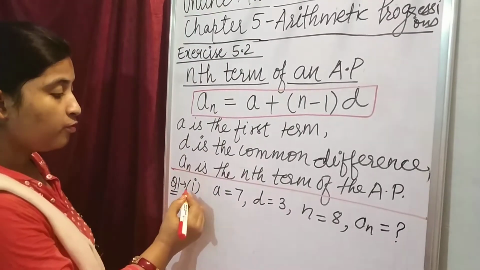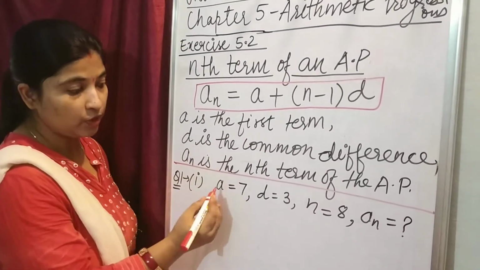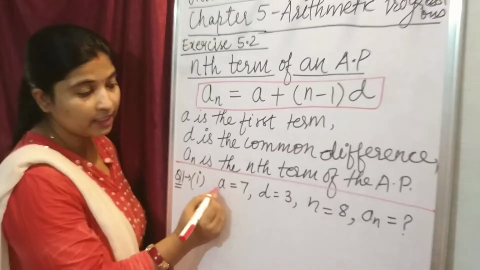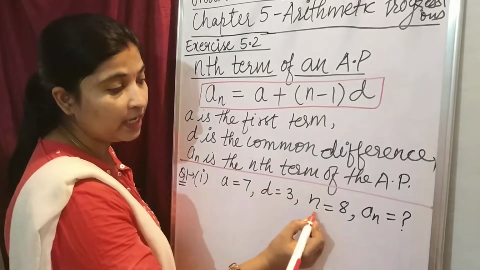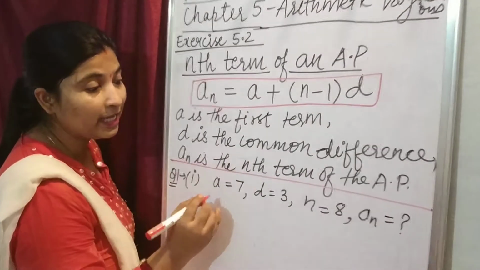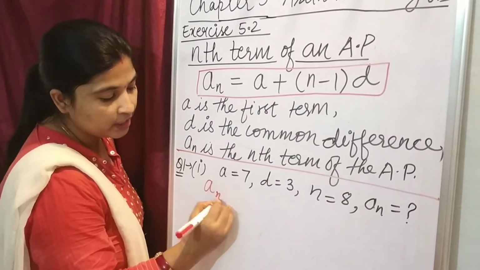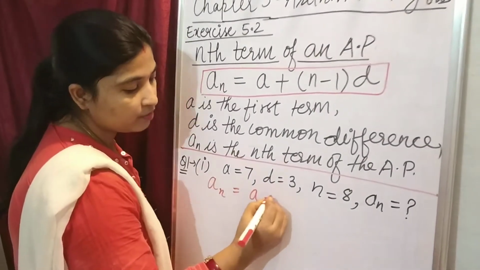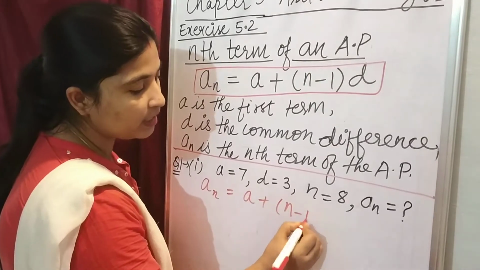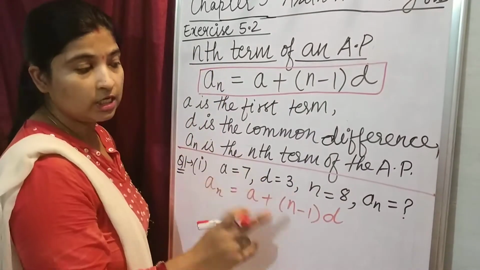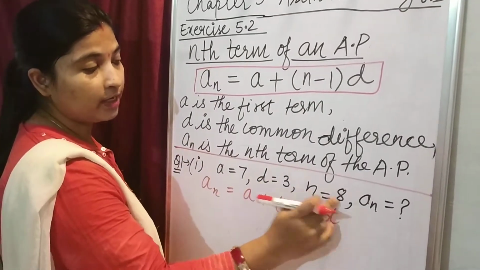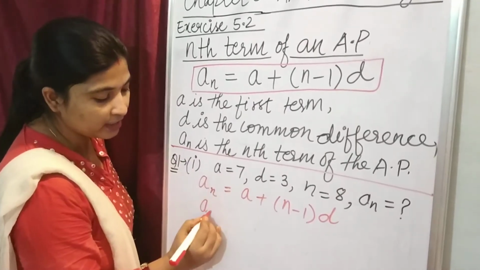Now, question number one, first part I am doing. They have already given you a, that is a is 7, d is 3, n is 8, and we have to find an. I know that an is given by the formula a plus n minus 1 into d. You know what the value of n is over here? n is 8. So in place of n, can I write 8?